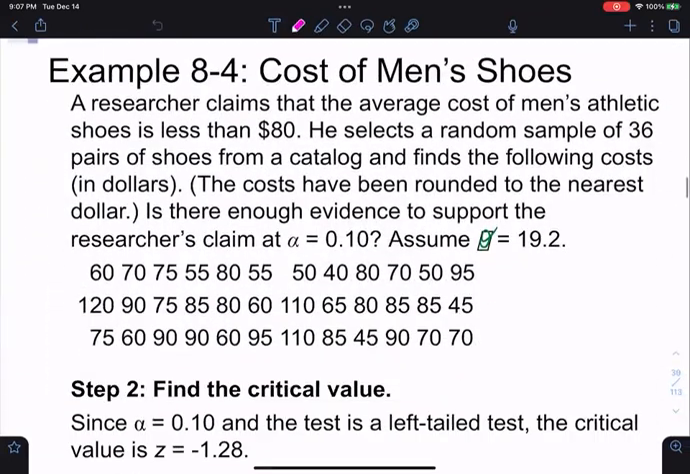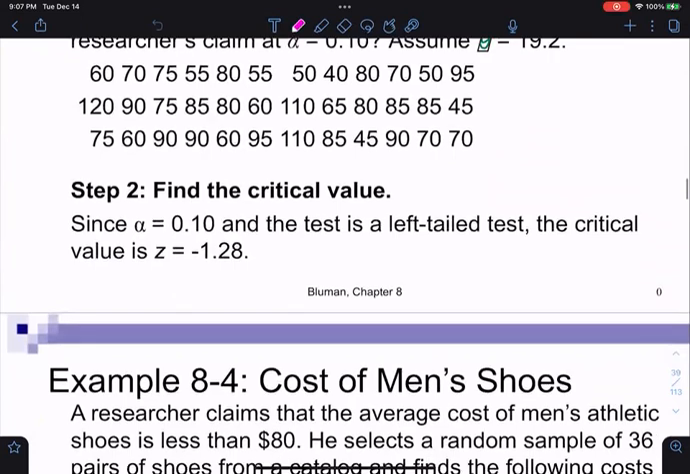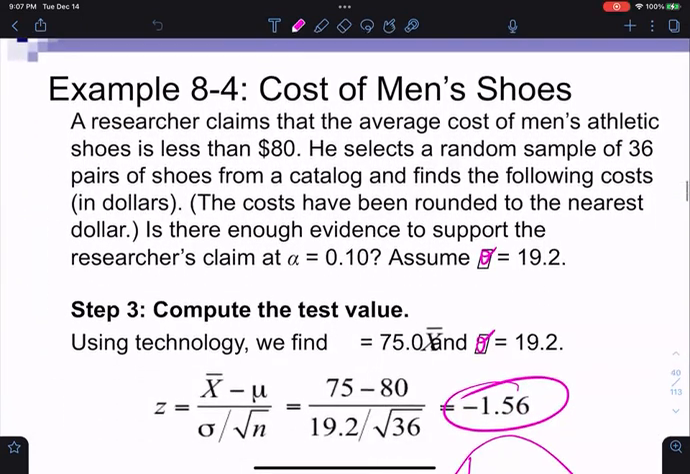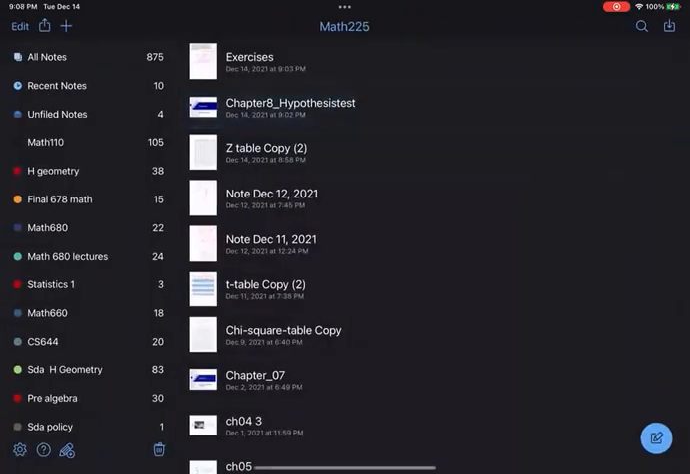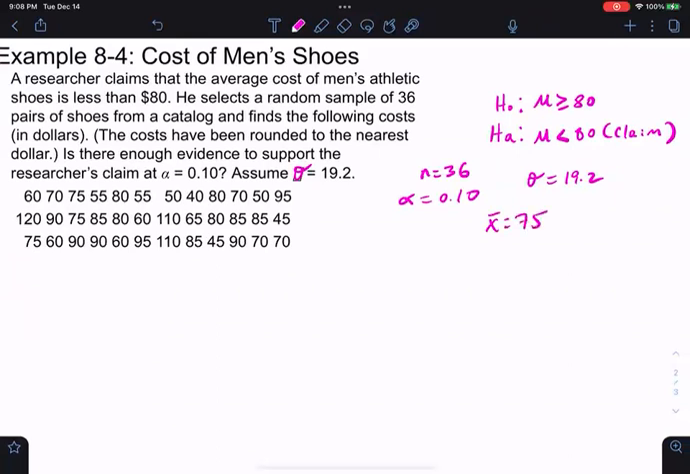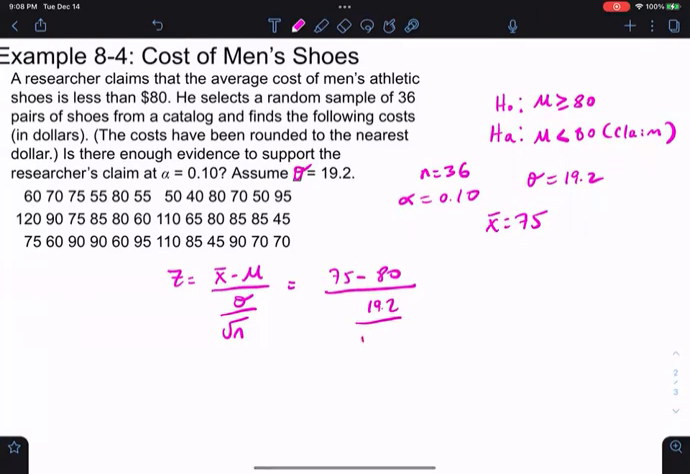The mean is 75 based on this. And I just need to calculate the values, right? So the z-test equals x bar minus mu, over sigma divided by the square root of n. X bar is 75, minus the mean of 80, so that's negative 5. Sigma is 19.2, and the sample size is 36, so the square root is 6. We put this in the calculator: 19.2 divided by 6, and negative 5 divided by that. I get negative 1.56, okay?